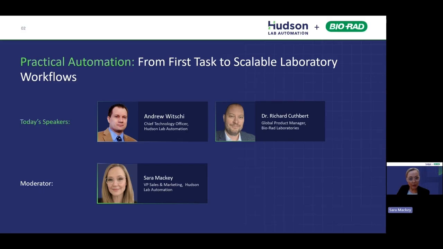Joining Richard is Andrew Witschi. He's our Chief Technology Officer here at Hudson Lab Automation. He has nearly 2 decades of experience in laboratory automation and has played a central role in shaping Hudson's modular automation platform. He leads innovation across software, robotics, and workflow orchestration with a focus on making automation scalable and accessible for modern laboratories. He's been involved in or directly led over 100 automation integration projects for biotech and academic researchers.